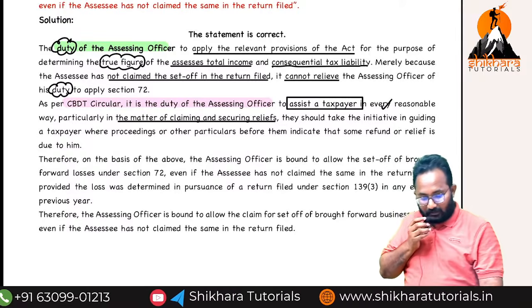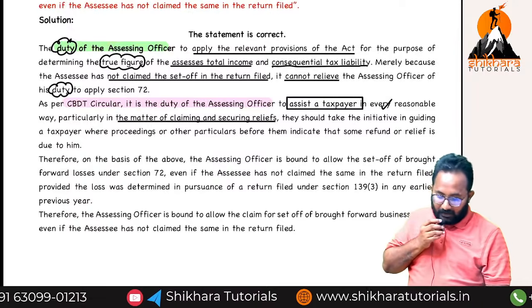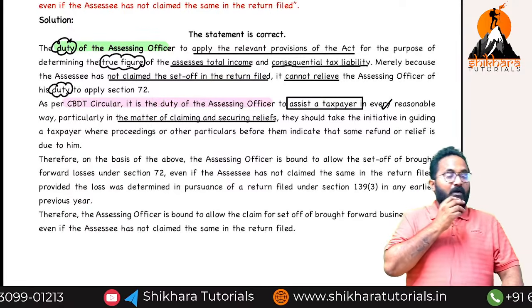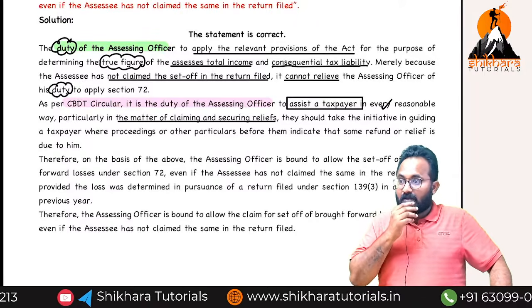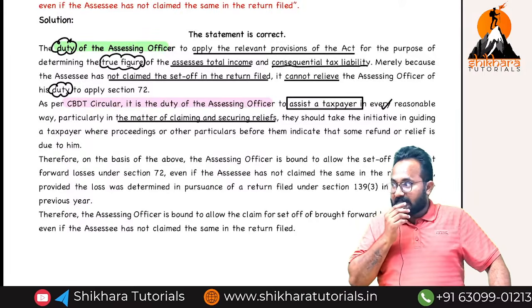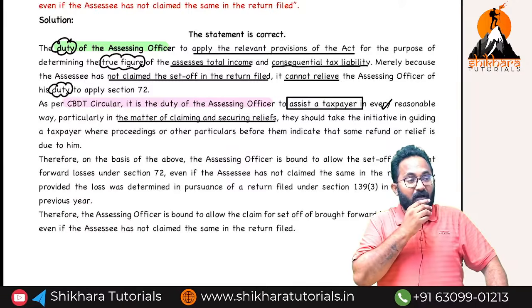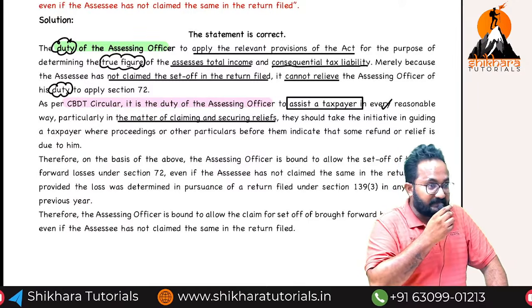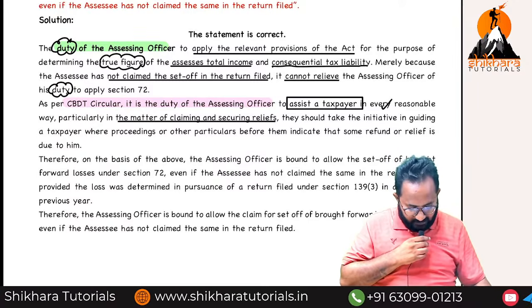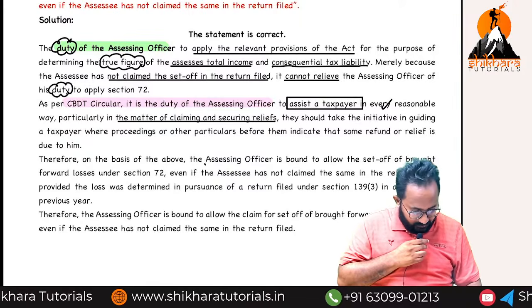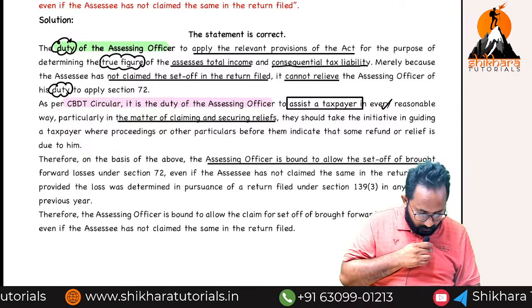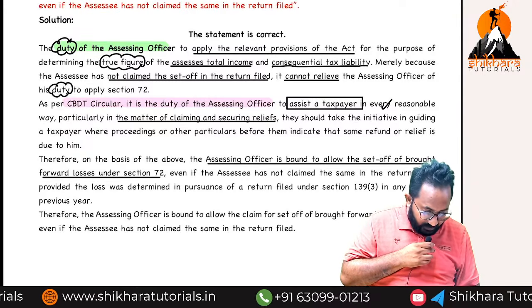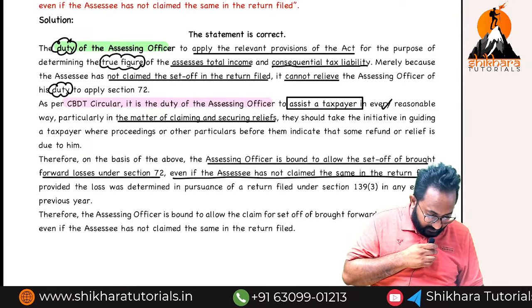Based on one duty and as per the circular also, the assessing officer has a responsibility to give the set off of losses, even if that is not filed by the assessee. So on the basis of the above, the assessing officer is bound to allow the set off of brought forward losses under section 72 even if it is not claimed in the return.